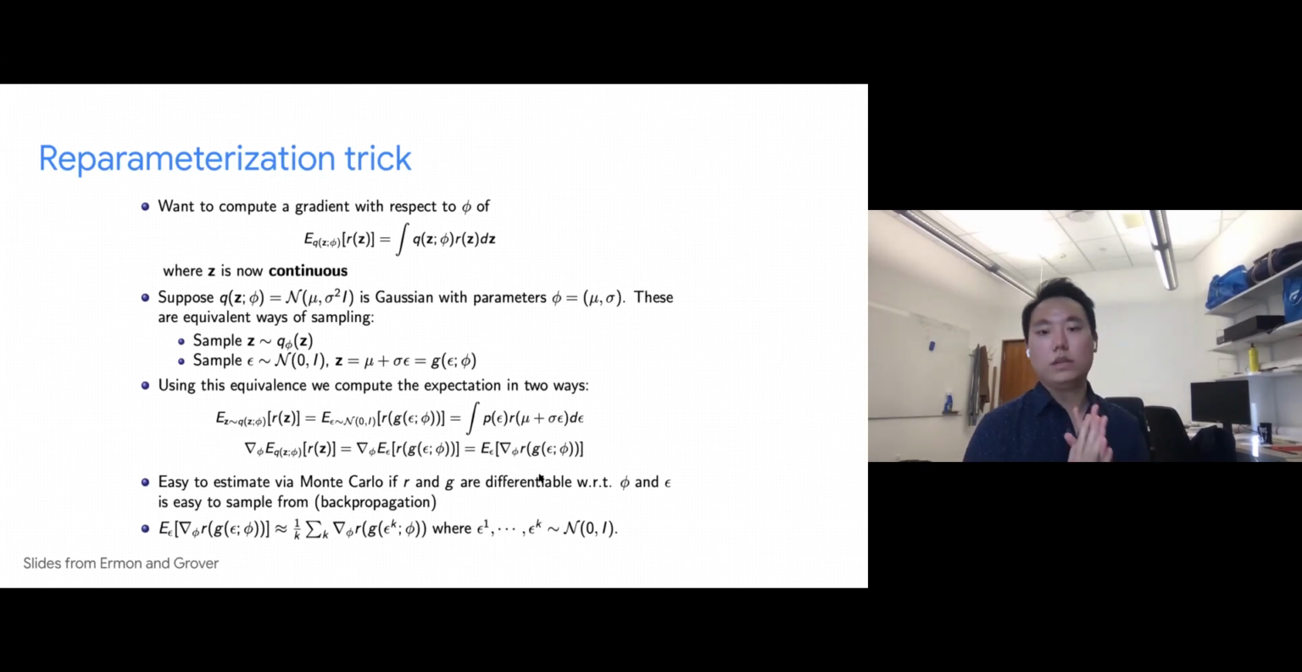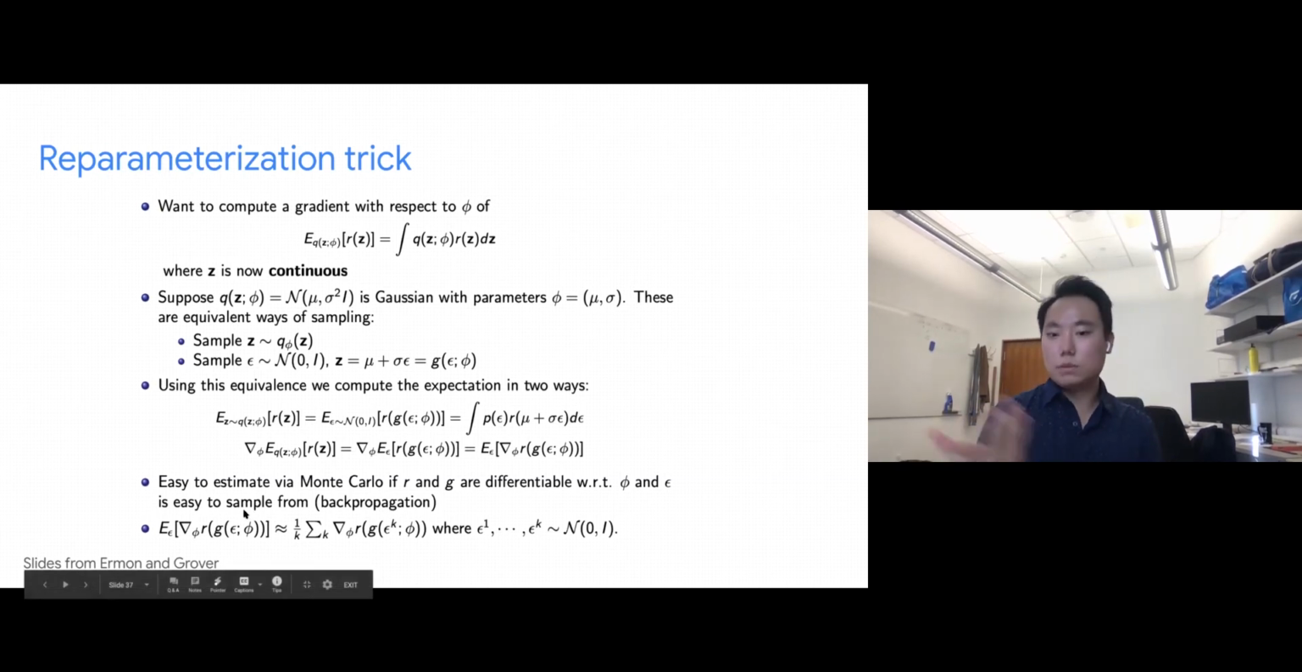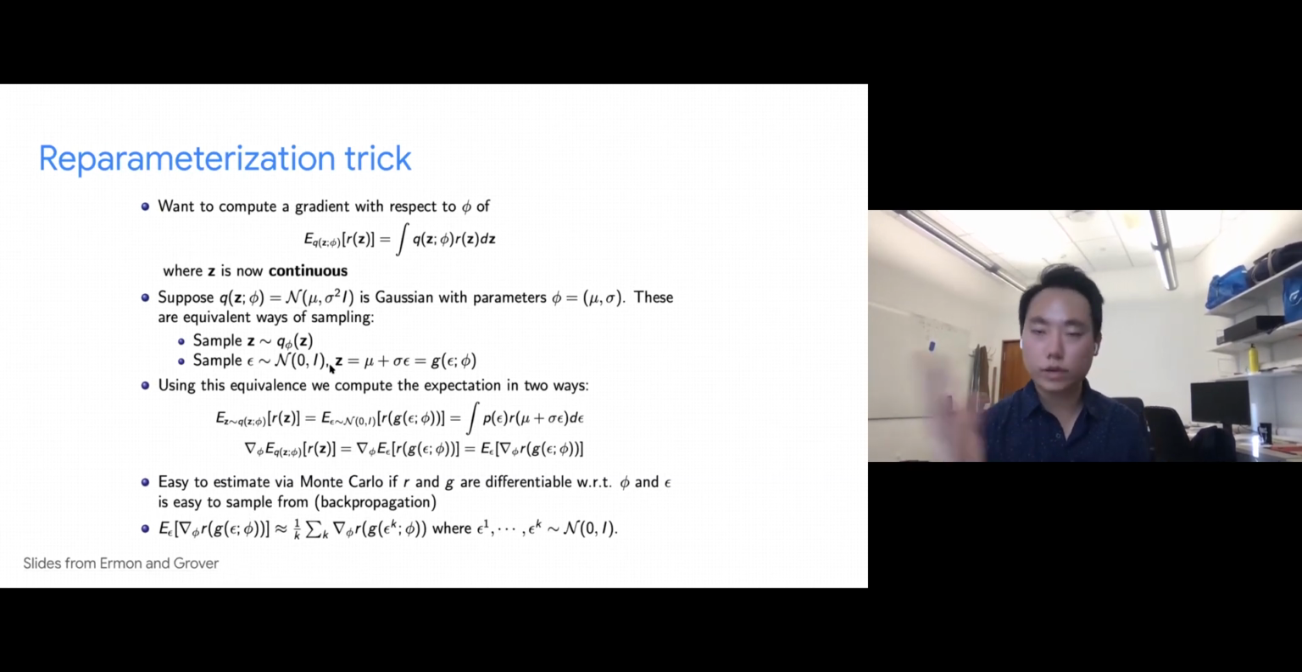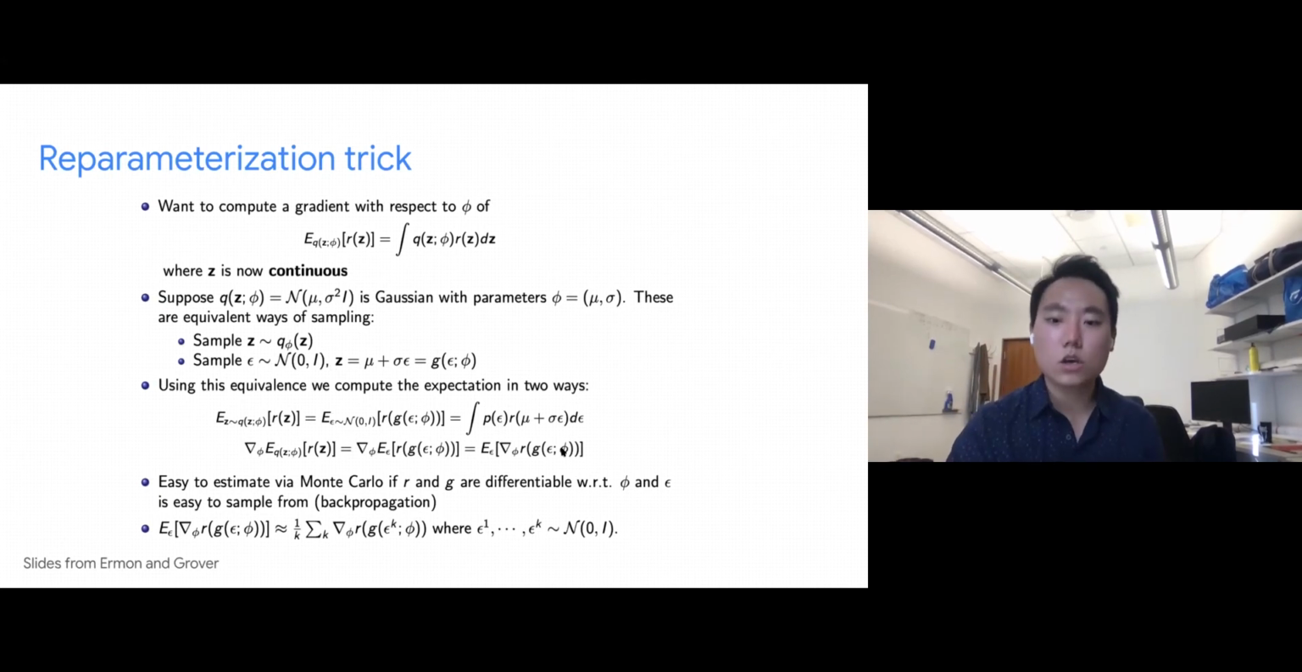There's a couple of things that you need. First of all, you need epsilon to be easy to sample from. And in our case, epsilon is really easy. Epsilon is just standard normal. You can sample from that very easily. You also need your r and g functions to be differentiable with respect to phi. And we also have that.